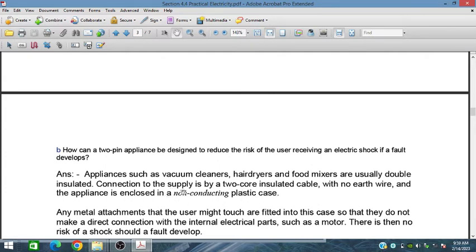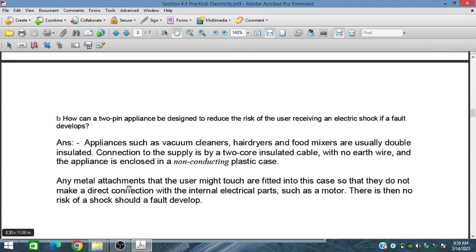So this way we can avoid electric shocks. Metal attachments that the user might touch are fitted into this case so that they do not make a direct connection with the internal electrical parts such as the motor. There is then no risk of shock should a fault develop. So if it touches the metal or plastic body, there is no risk.